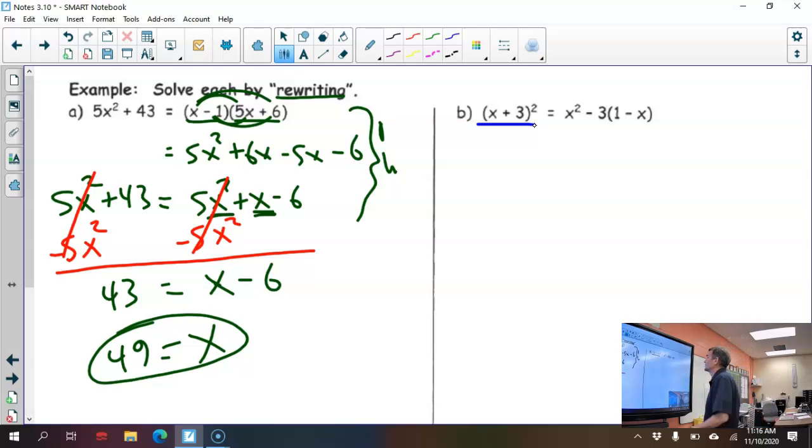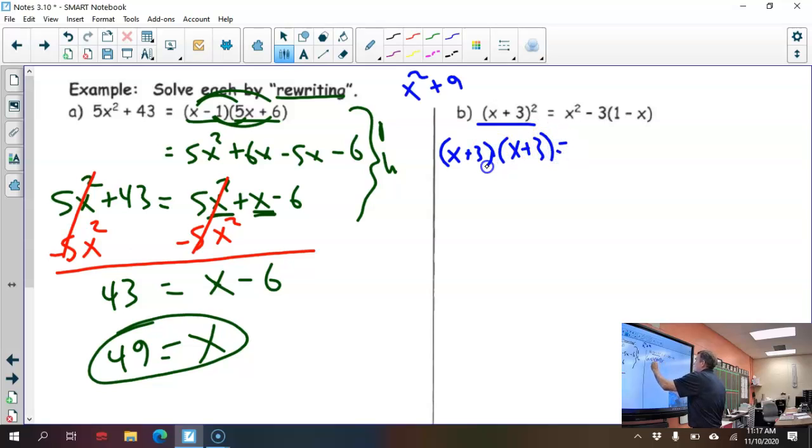A lot of students think that when you take this exponent, you just make it x squared plus 9. But that is not true. That only works when you have a product in parentheses. We don't have a product. We have stuff added together in parentheses. Think about what that exponent 2 actually means. That exponent 2 actually means to multiply this thing times itself. This is really x plus 3 times x plus 3.